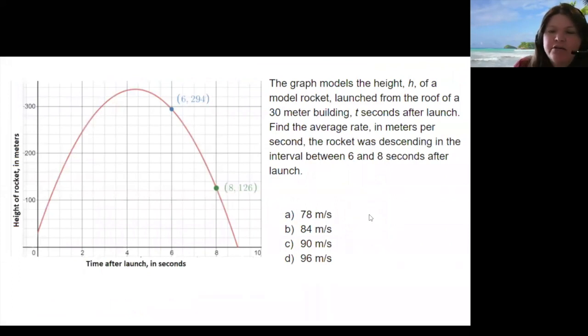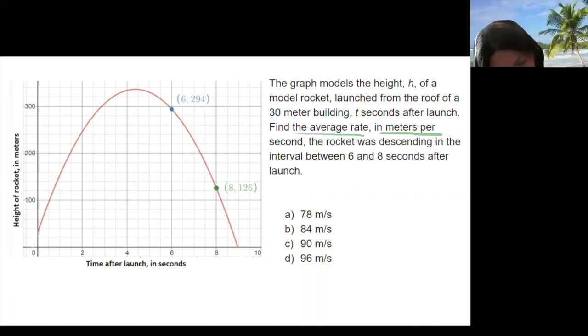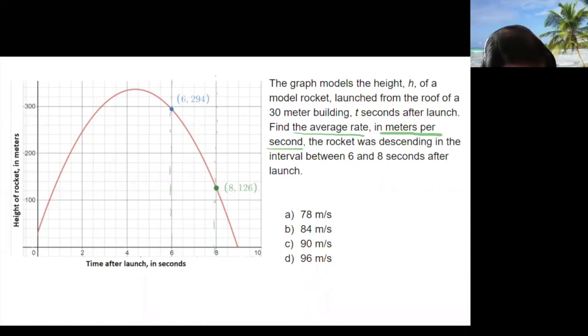The graph models the height, h, of a model rocket launched from the roof of a 30-meter building t seconds after launch. Find the average rate in meters per second the rocket was descending in the interval between 6 and 8 seconds after launch. What in the world? What are they asking me to do or to find? Find the average rate in meters per second. Good. And it's for a specific part of the graph. They want us to find the average rate in meters per second that the rocket was descending in the interval between 6 and 8. So from here to here.